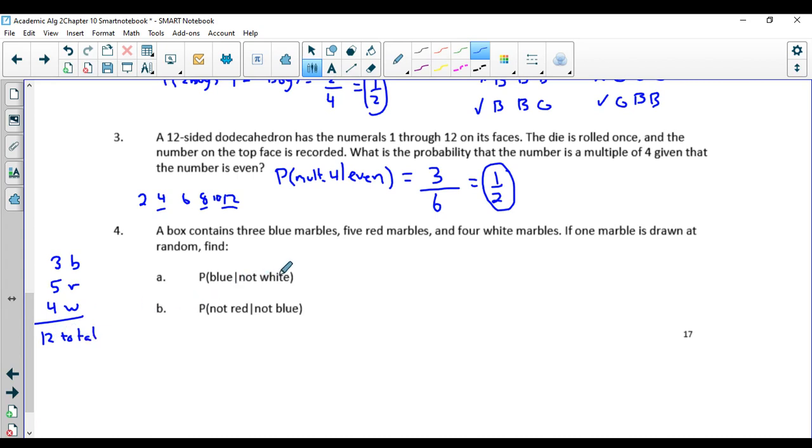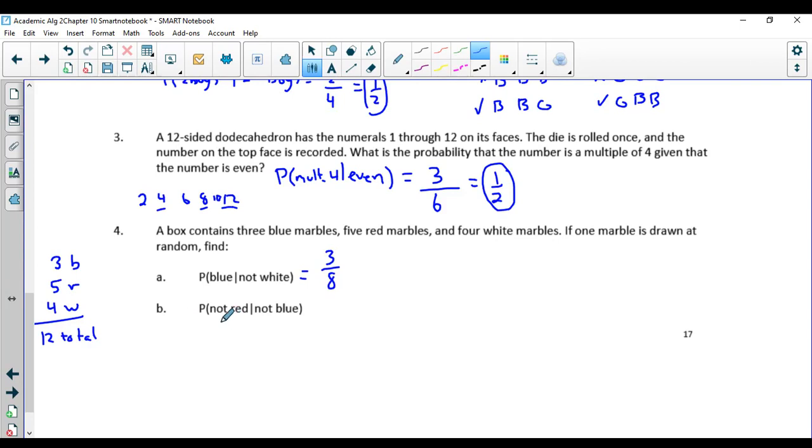All right, so probability blue given not white. So we know it wasn't white. So that left us with 8 other possibilities. So for this one, we have 8 as our denominator. And so we want to know the probability of blue out of that. Out of these 8 that we have remaining, there are 3 that are blue. So this would be 3/8.